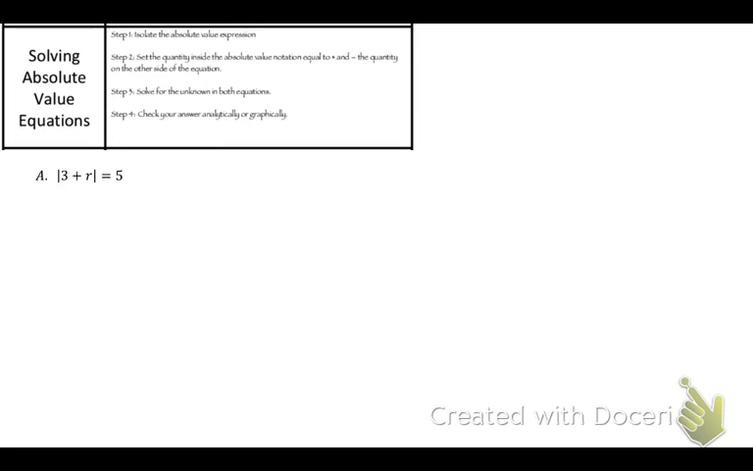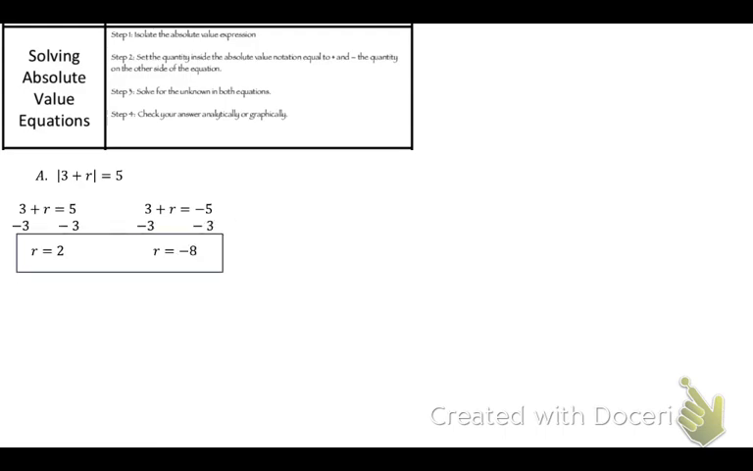There's a little refresher. So if we look at this, we have the absolute value of 3 plus r equals 5. My first step is to isolate the absolute value expression, which is isolated. The second step is to set the inside equal to the positive and to the negative. So I'm going to have 3 plus r equals 5 and 3 plus r equals negative 5. Then I'm going to solve both of these. So I'm going to subtract 3 and I get r equals 2. Subtract 3, and I get r equals negative 8. And there's my 2 answers, and we're done.